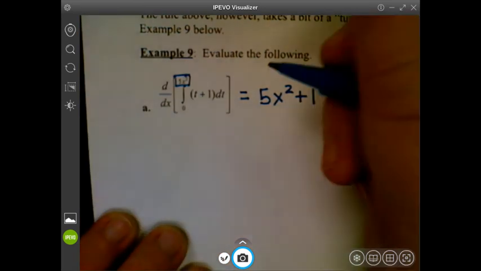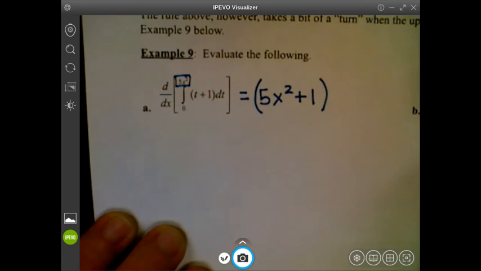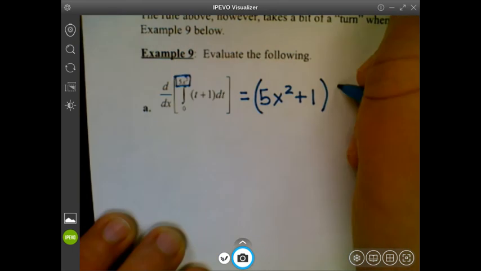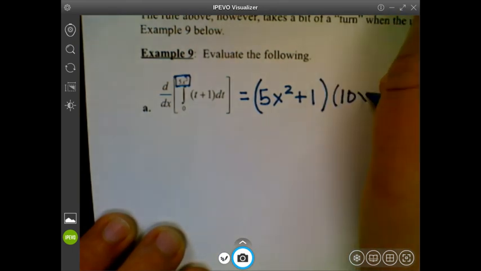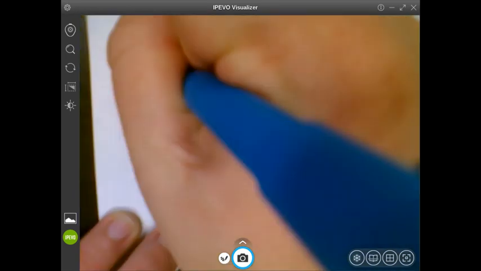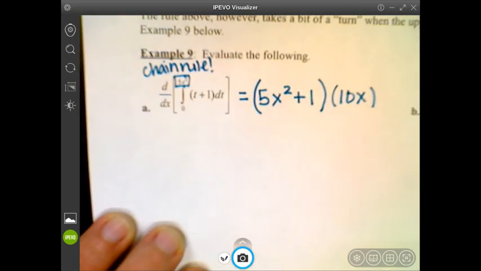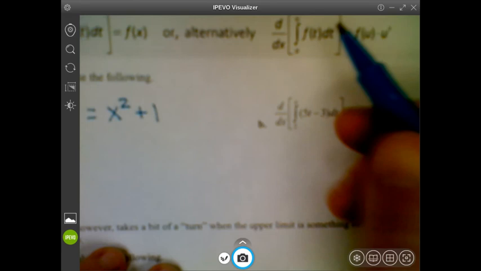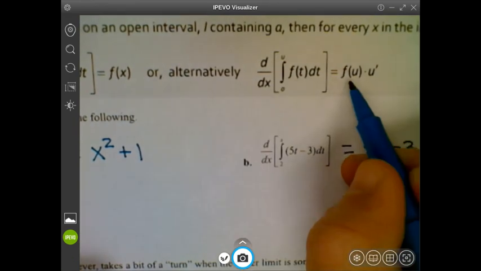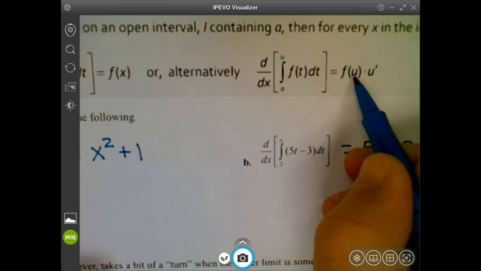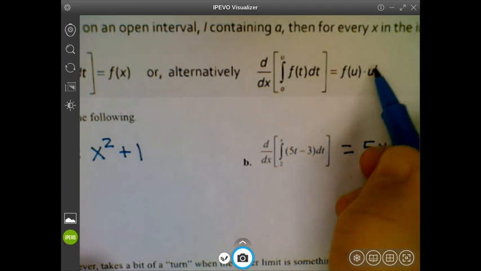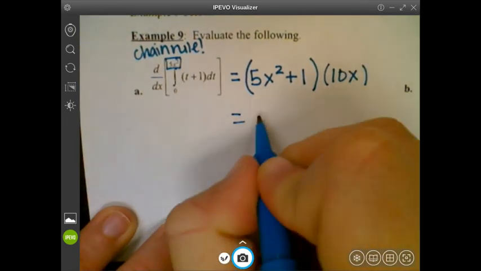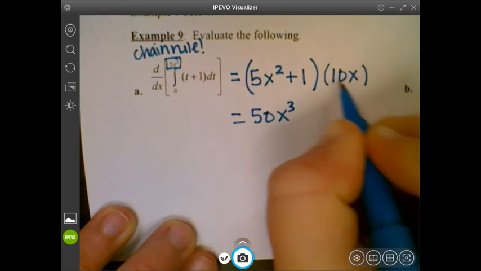And then you have to do one more step here. You would have to do the chain rule. Because of the derivative, you have to multiply by the derivative of that thing. And so the derivative of 5x squared is 10x. This is the chain rule happening. You plug that in for t, but then you have to chain rule it. So for example, if you go to something else, it's the function at that point, f of u, but times the derivative of u. That's the chain rule happening. All right, so then you just distribute this. So that would be 50x cubed, and then plus 10x.